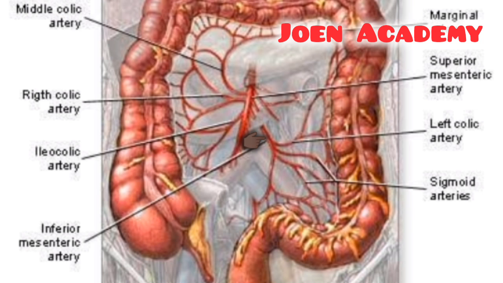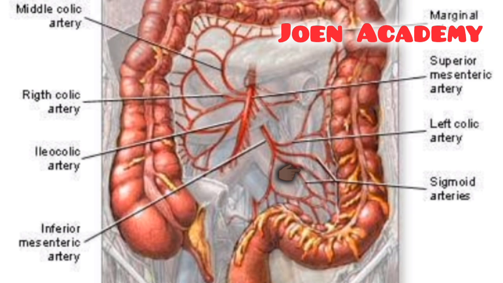The inferior mesenteric artery, or IMA, takes over the supply for the distal 1/3 of the transverse colon, the descending colon, the sigmoid colon, and the superior part of the rectum. Its main branches are the left colic artery, which supplies the distal transverse colon via its ascending branch and the descending colon via its descending branch.